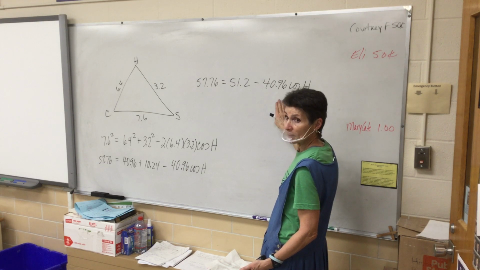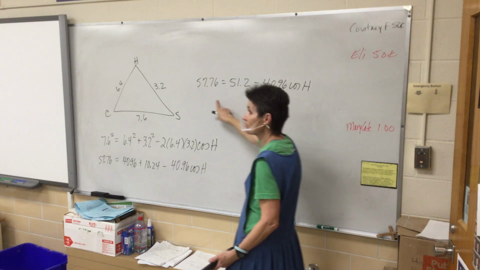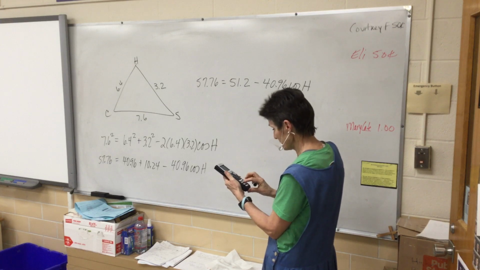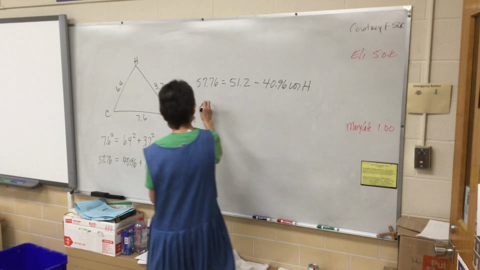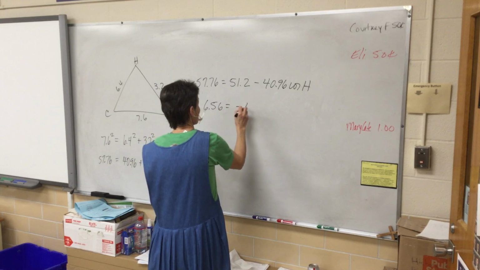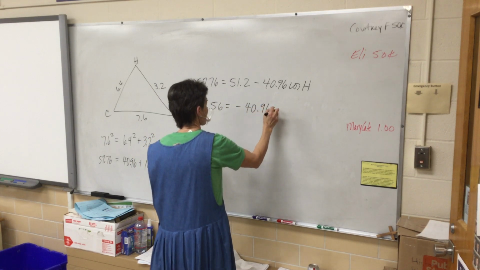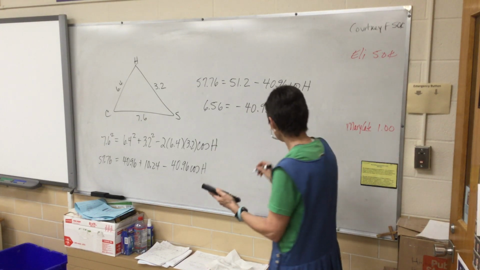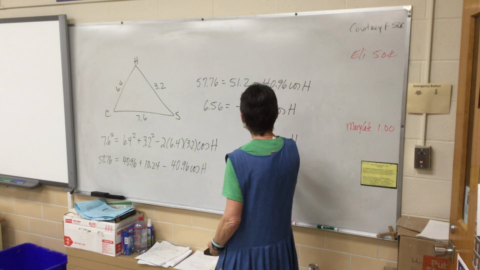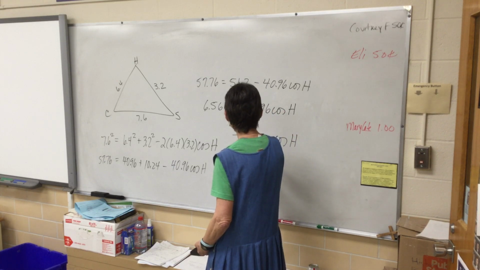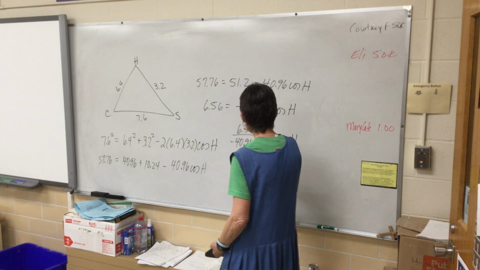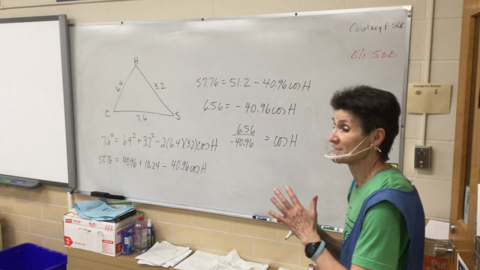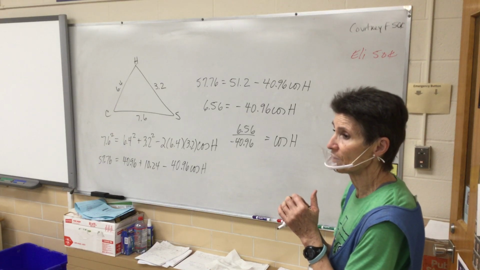So what am I going to do instead? I'm not going to divide yet. What am I going to do first? Do I want to move this over to here? So 57.76 minus 51.2, so 6.56 equals negative 40.96 cosine H. Now I'll divide. So cosine H equals 6.56 over negative 40.96. Now, let's not actually divide that, or if you want to, that's okay, but don't write it down and round it off, because it causes big time round-off error.